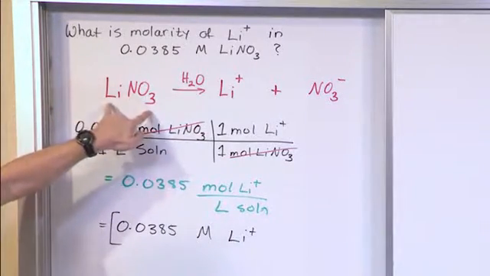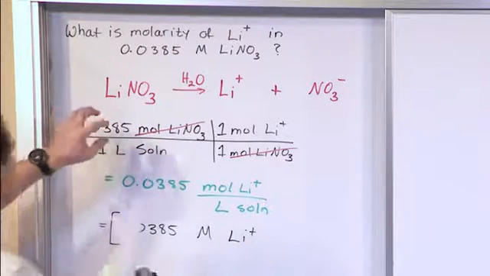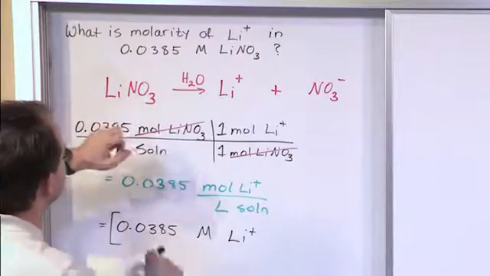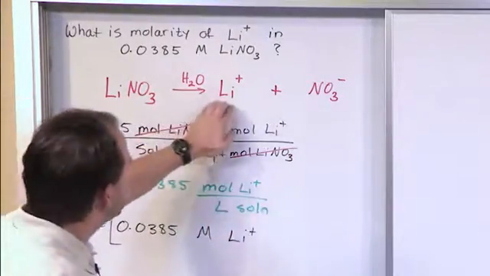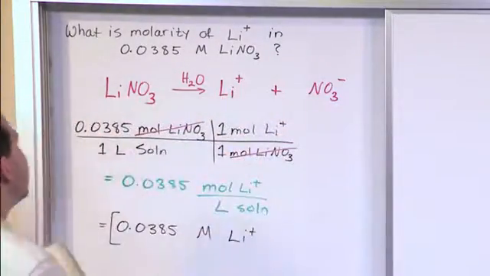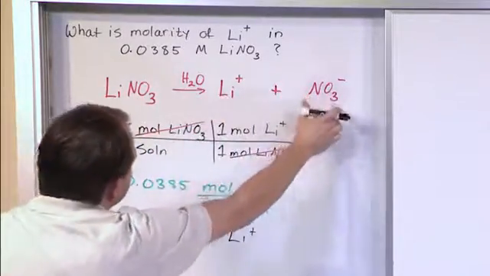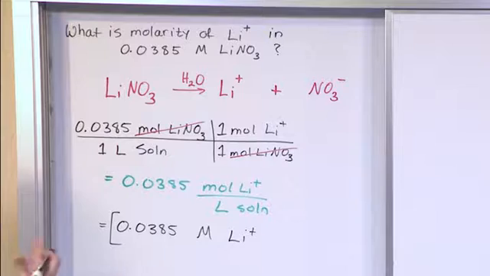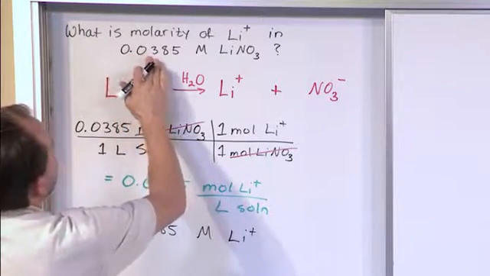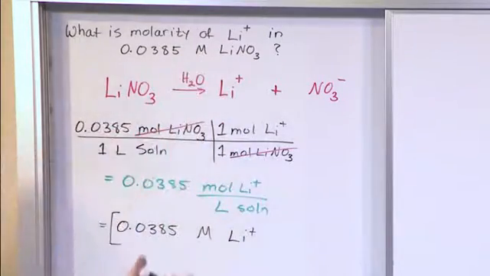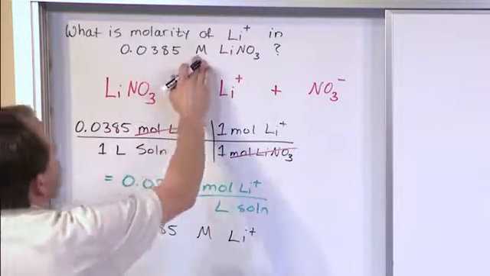If we have a mole of this stuff, when it breaks apart, for every one of these that goes into solution, it should break apart into 1 lithium ion and 1 nitrate ion. So for every mole of these things that go into solution, we should get 1 mole of this and 1 mole of this. So concentration-wise, what we're saying is that for every 0.0385 moles, take 1 liter of solution. This is a concentration, it's moles per liter.